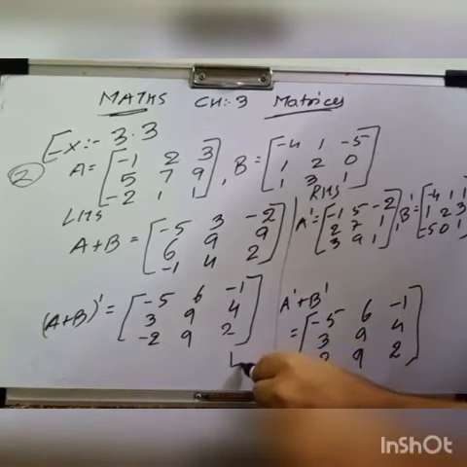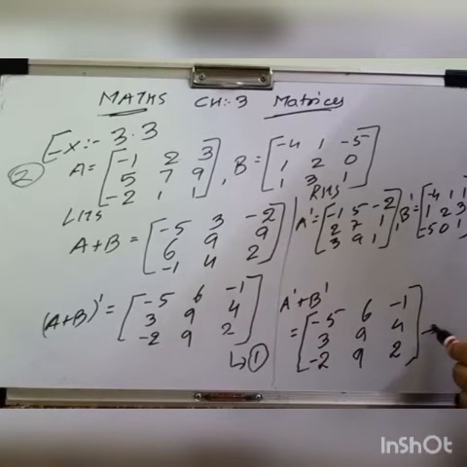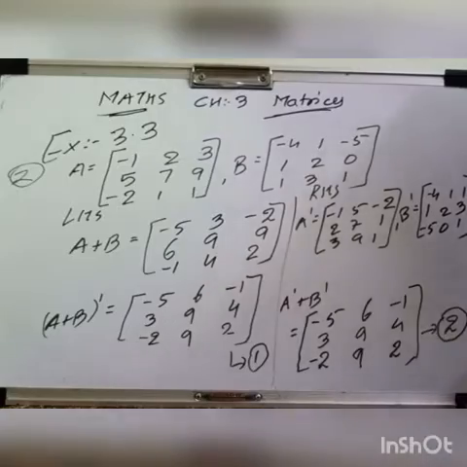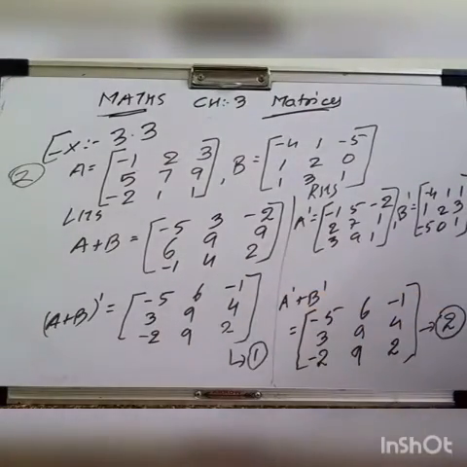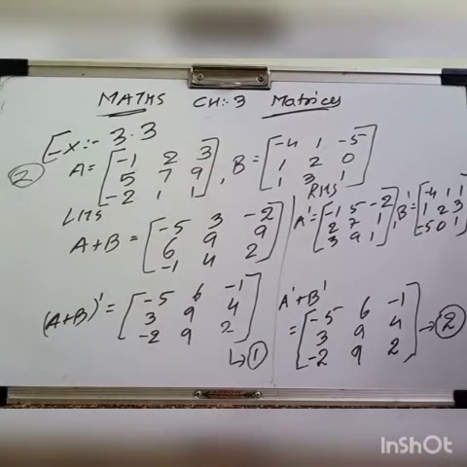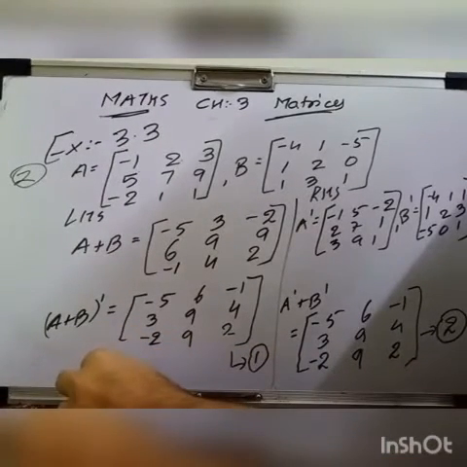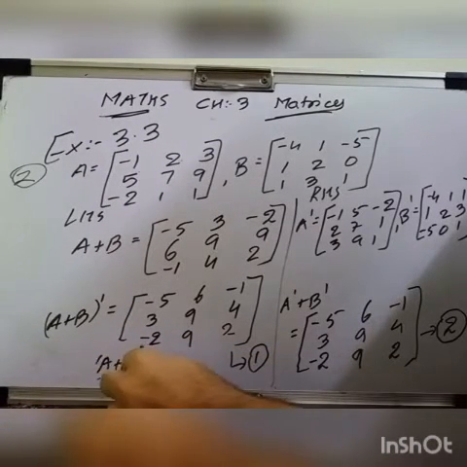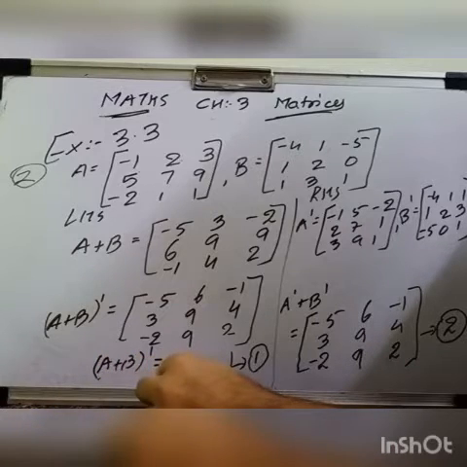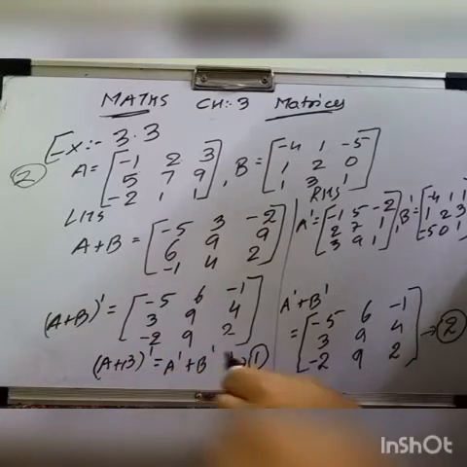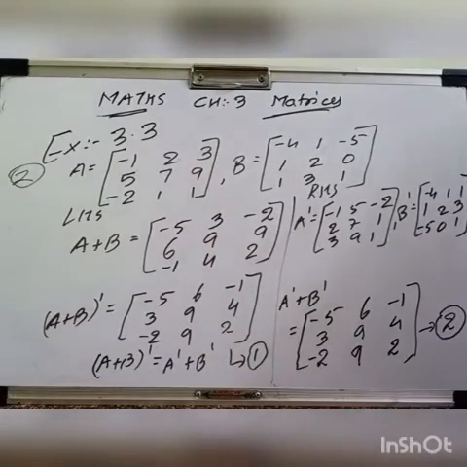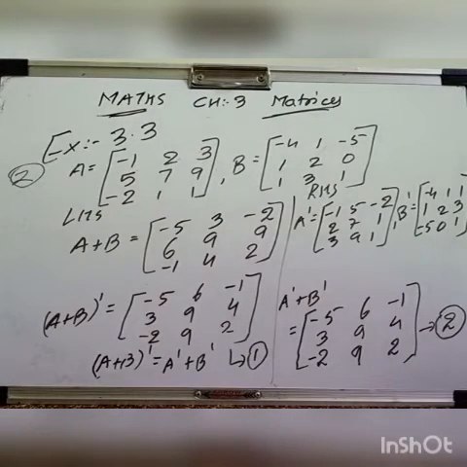So if you observe equation 1 and equation 2, you will see that the answers of both are the same. Right? So hence verified that (A plus B) whole transpose is A transpose plus B transpose. Likewise, you can do it for subtraction also, meaning (A minus B) whole transpose will be A transpose minus B transpose.